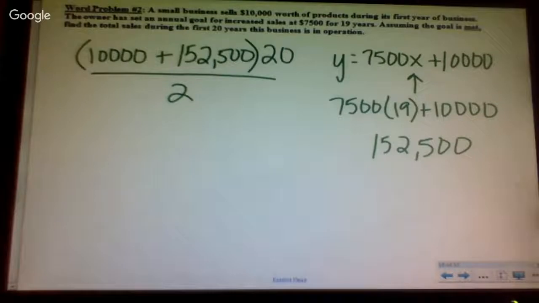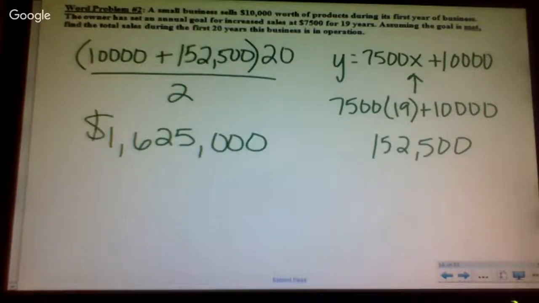So you plug that in after 20 years. These people are going to end up with buku bucks, 1,625,000.